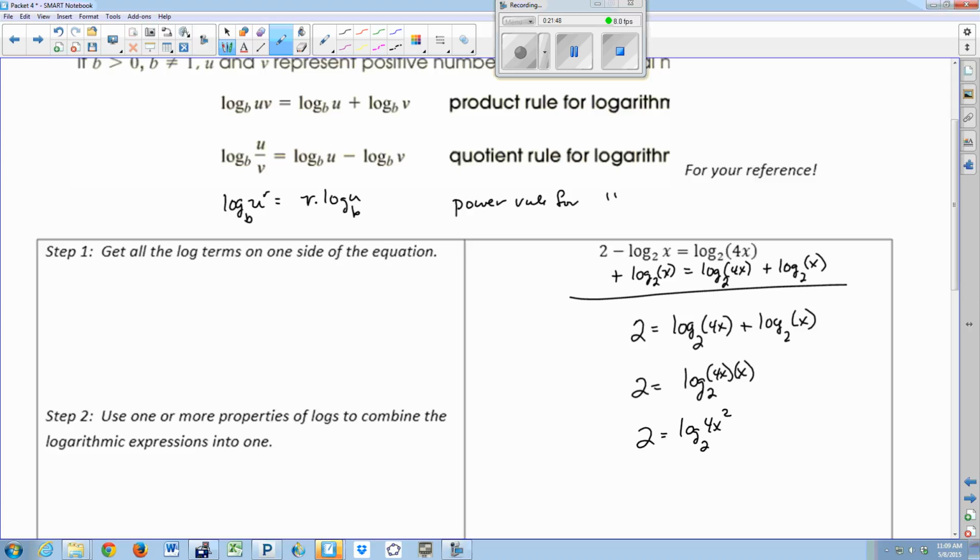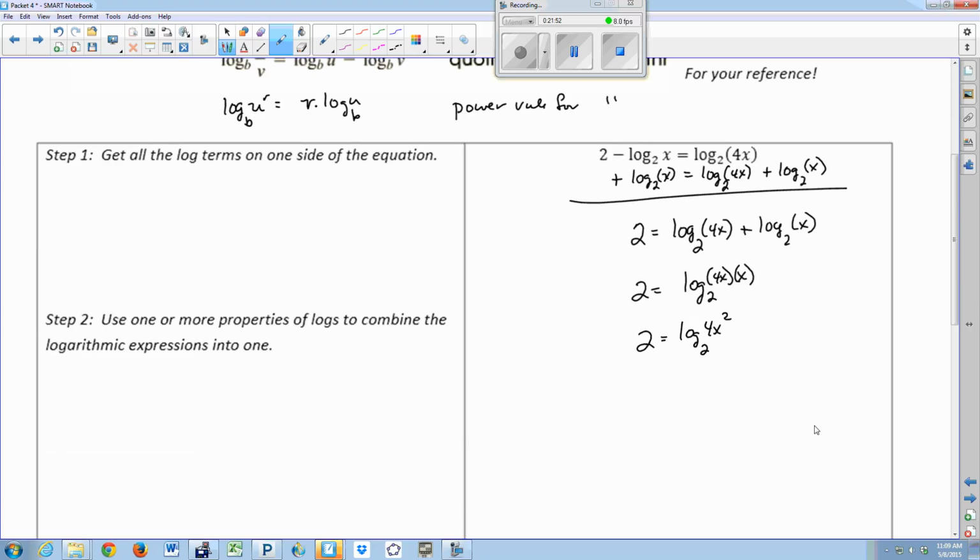Now I have a single log. How do I undo it? Well, I can rewrite this as an equivalent exponential equation.